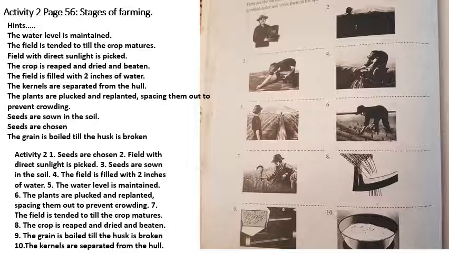Next one, the kernels are separated from the hull. The kernel is the main part of the grain. It has to be separated from its outer cover. Grain അതിന്റെ outer cover നിന്ന് separate ചെയ്യണം. So the kernels are separated from the hull. These are the 10 steps in the cultivation of rice.